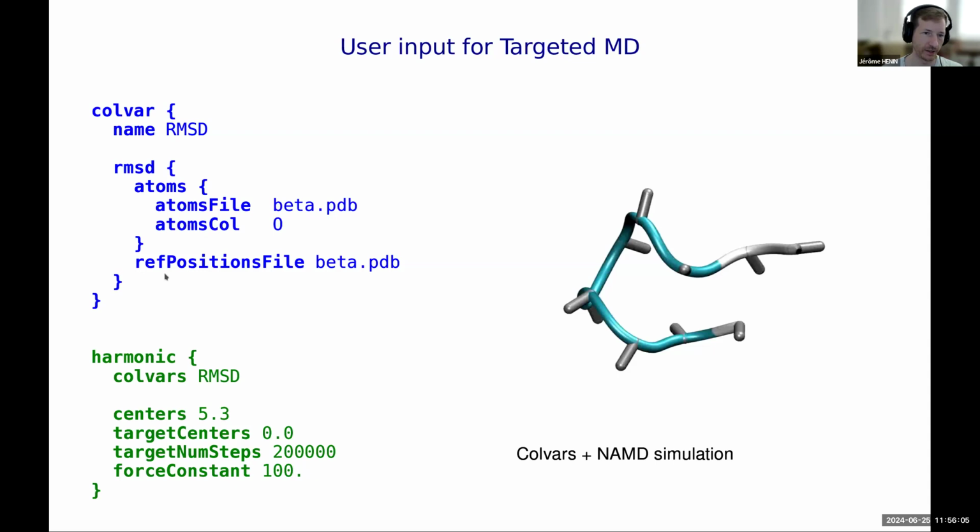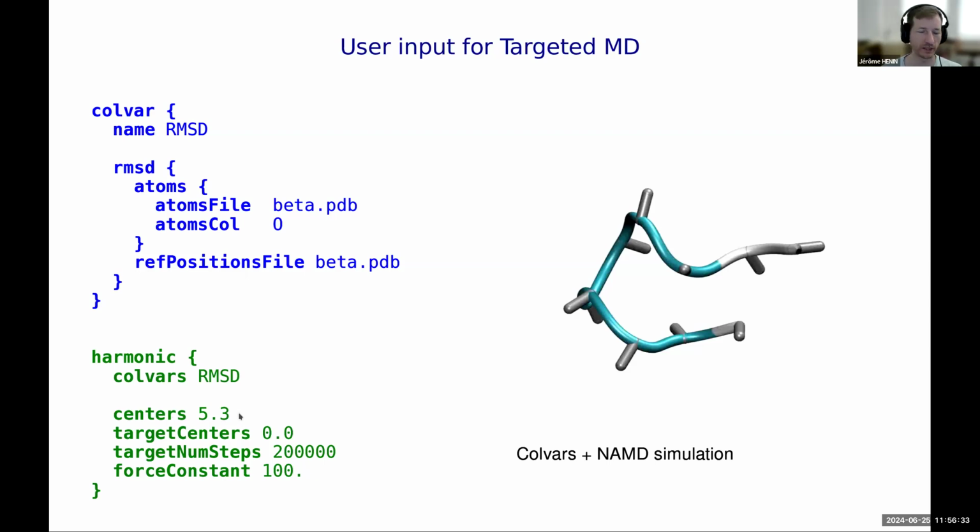And then we need reference positions, and this is called beta because it's going to be a beta. We're going to try and transform an alpha helix into a beta hairpin, and then we take this coordinate and we apply to it a moving harmonic bias. So we define the Colvars that are going to be affected by this, and the centers.